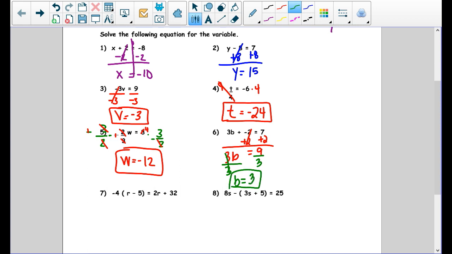And again, always check your answer by plugging it in. 3 times 3 is 9, plus a negative 2 is 7. We're good. Okay?